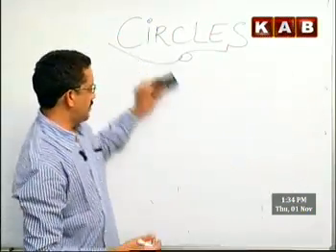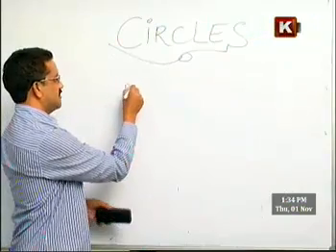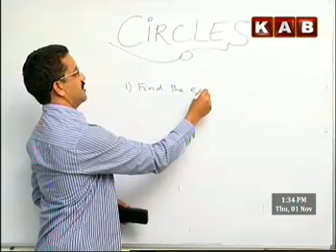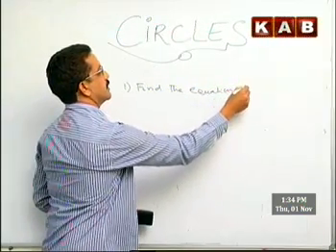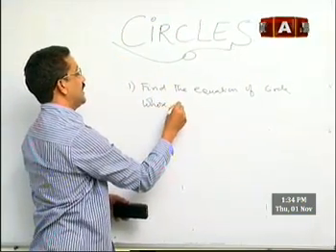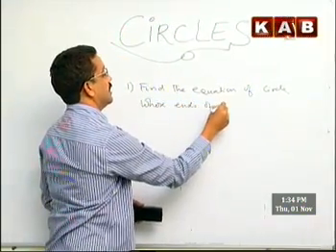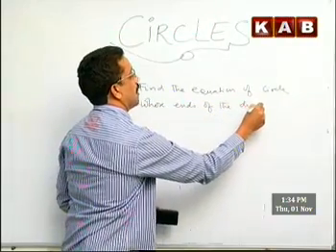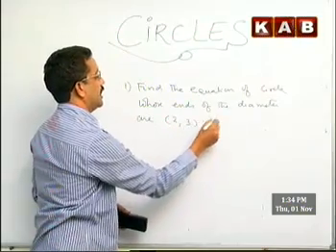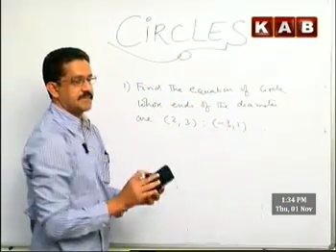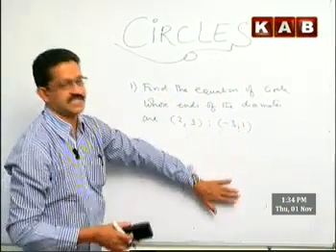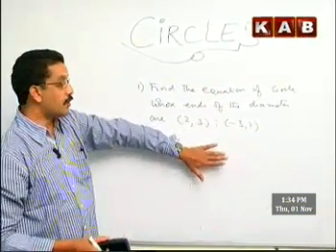You please be ready. The first question is, find the equation of circle whose ends of the diameter are (2, 3) and (-3, 1). Please remember, rather than knowing the question, the important thing is how you answer it.